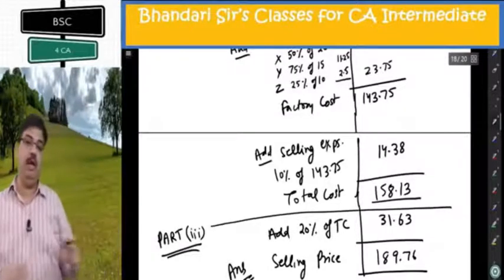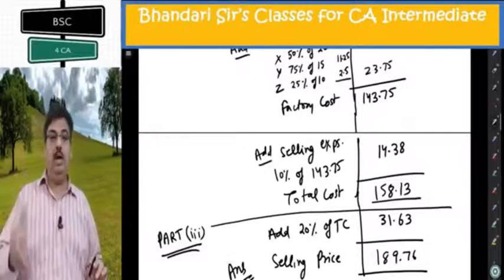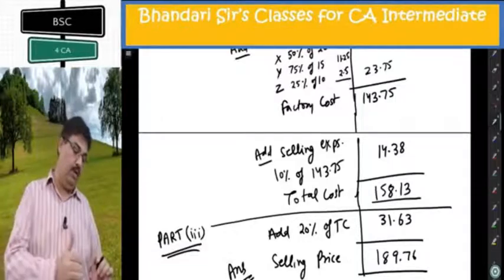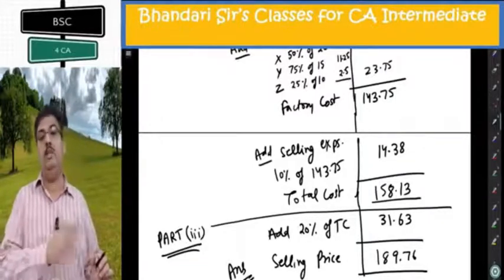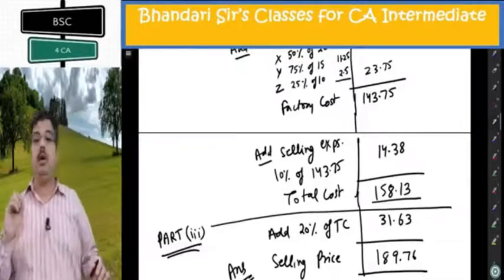So till 158.13 was cost per unit, which was part number 1. And in part number 3, I add profit margin. I will get the selling price 189.76. That is complete illustration number 2.